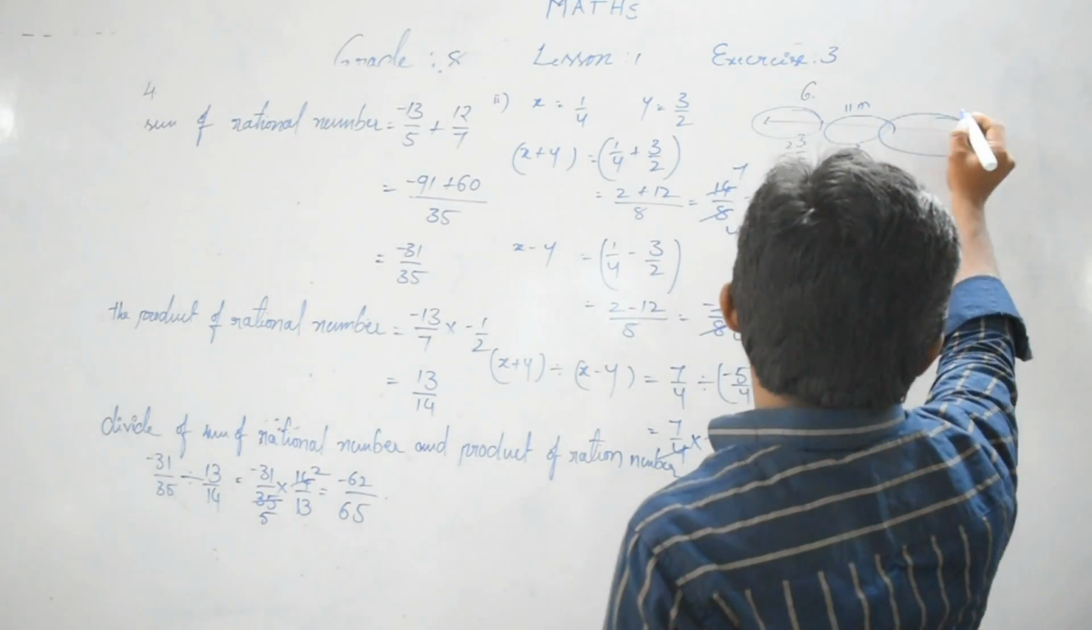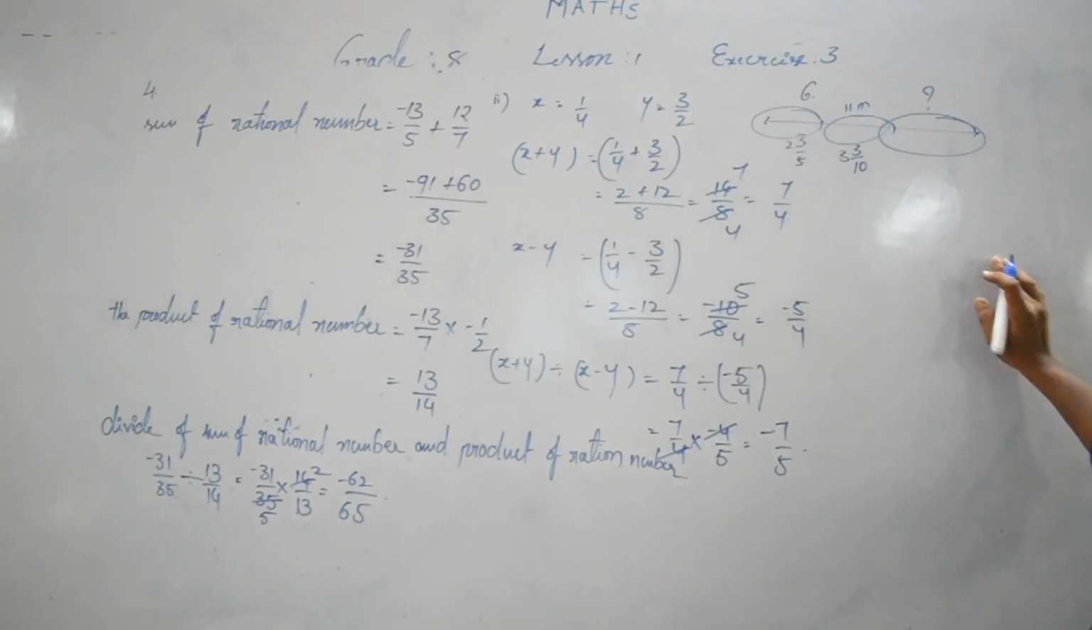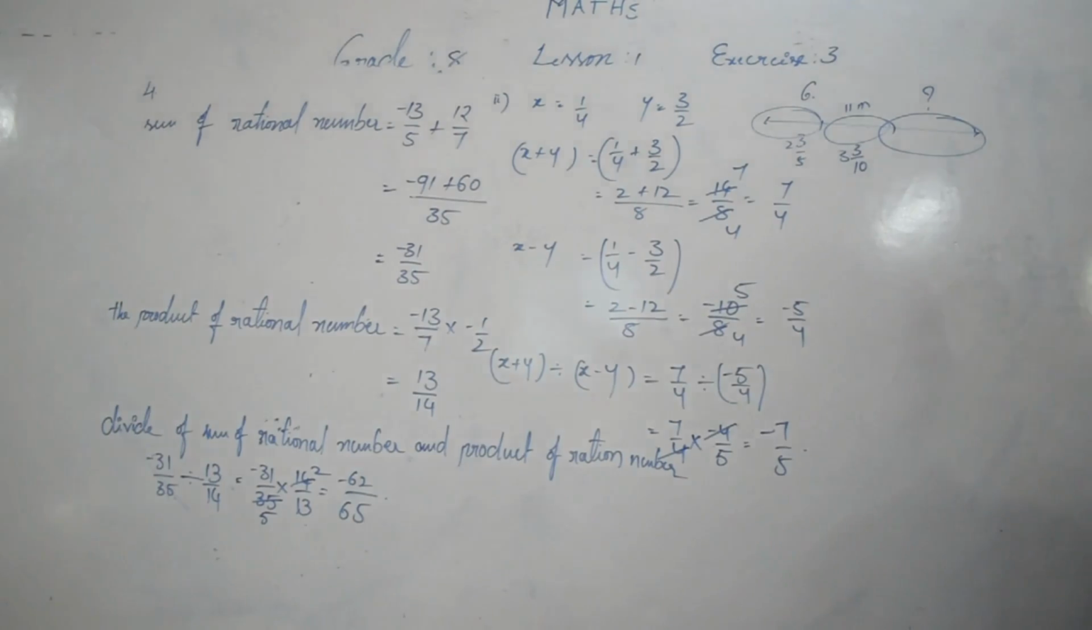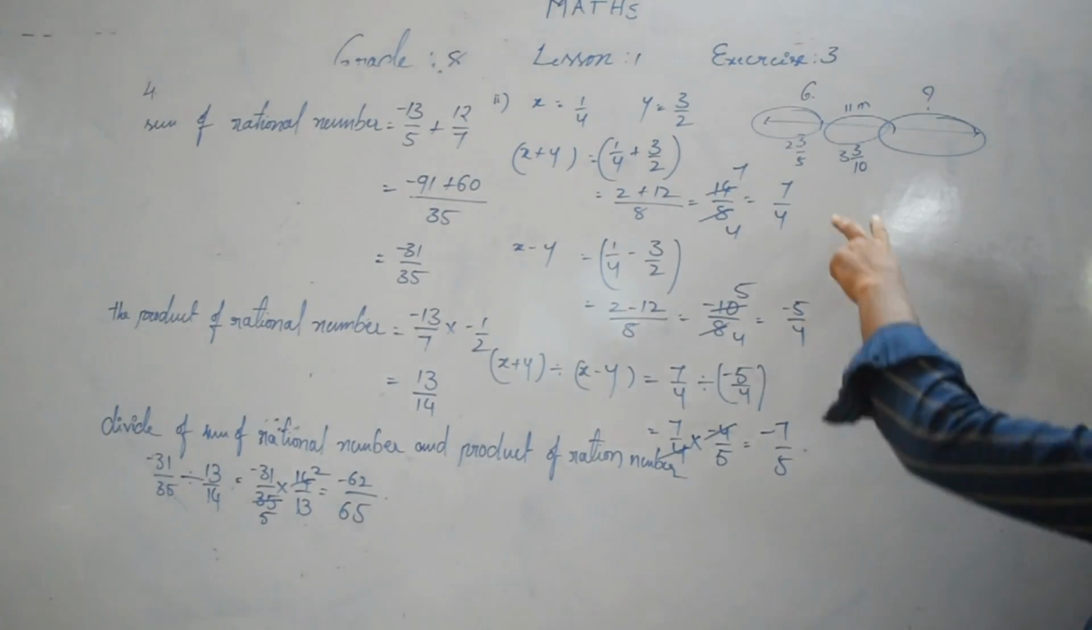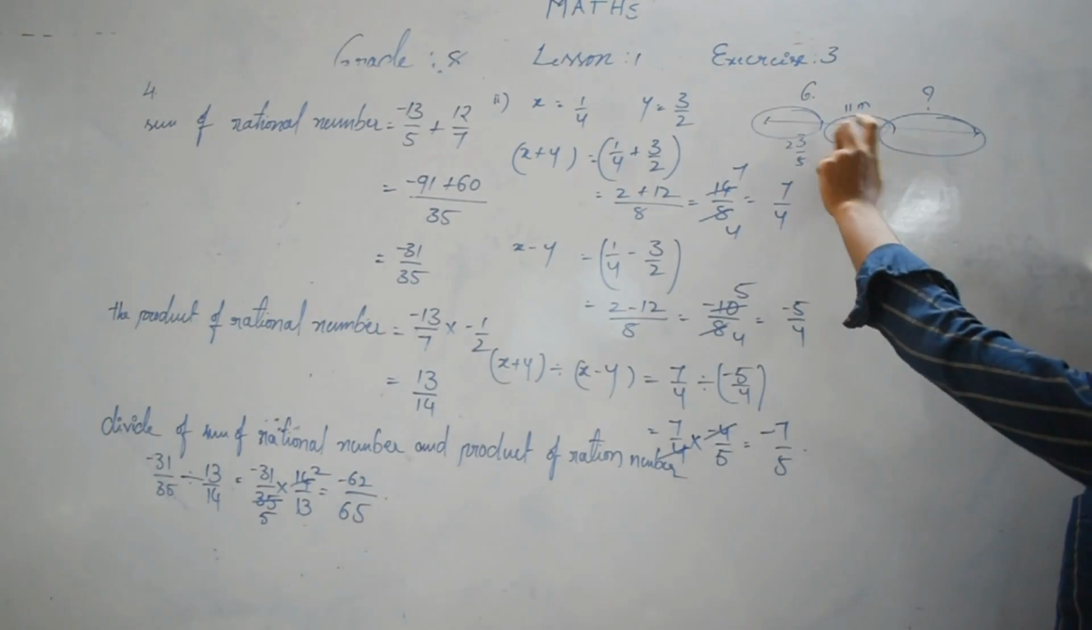So what is this length? The remaining length is asked. How do we do? These two are added.